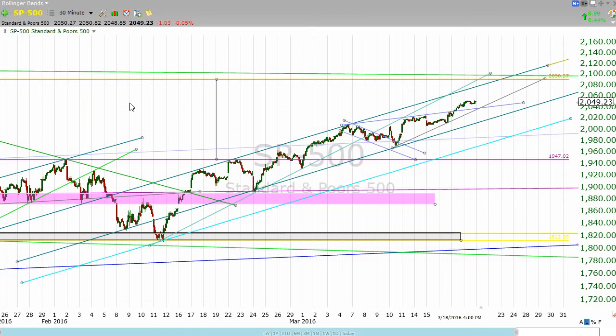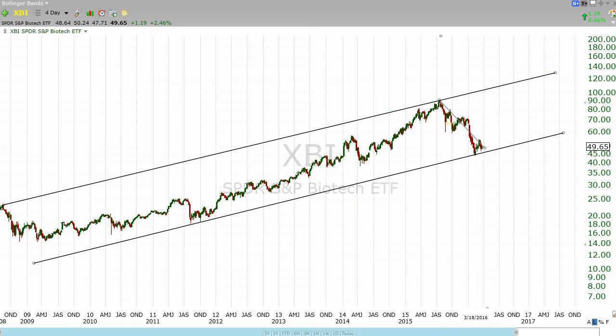Because of my personal involvement in the biotech sector, I'm going to take a look at XBI, which is a biotech ETF, and that includes pharmaceuticals. And this thing has been decimated since summer of 2015. So I felt some pain there, but I want to take a quick look at that and see what's going on with XBI. Okay, here is a 4-day chart of XBI.